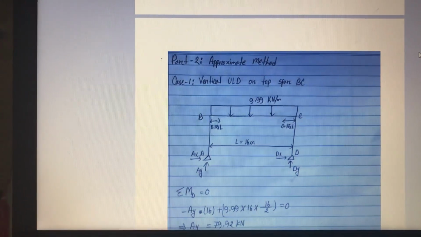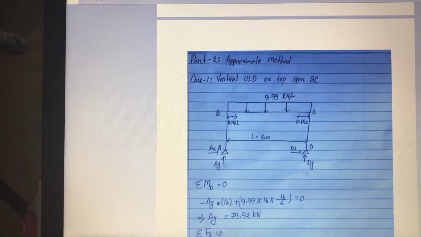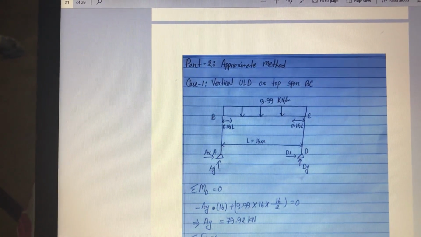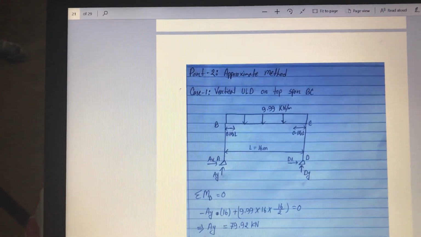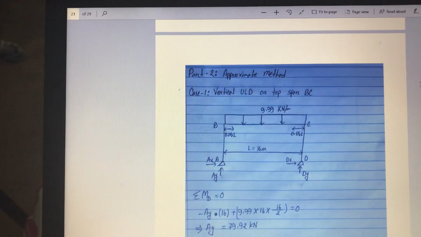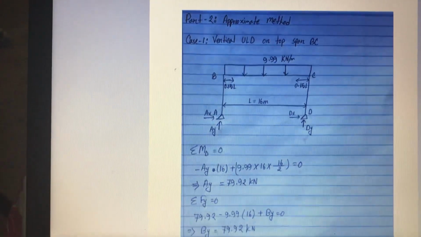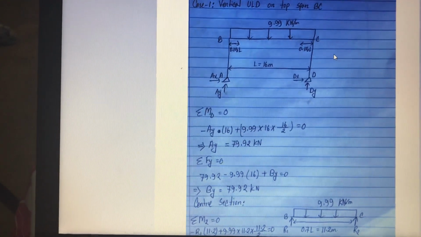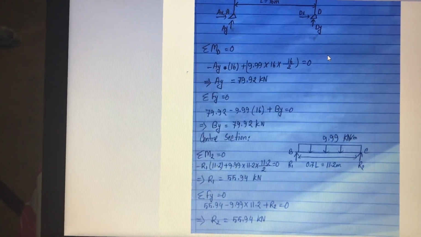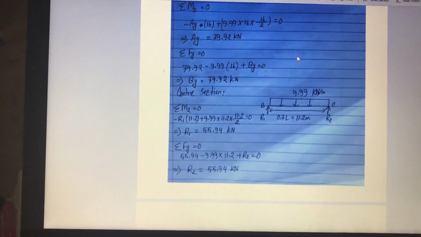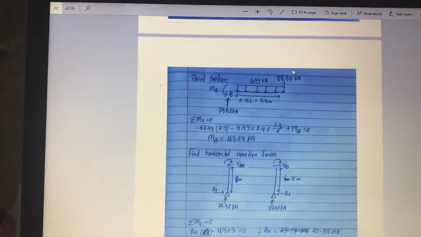For the second method, approximate method, we have 2 types of UDL on the top and the side as well. That's why we can divide it in 2 cases. For the first case, we can apply the load on the top span, which is BC, and here I use the length 0.15 L, and then I find out the center section reaction and joint section moment.